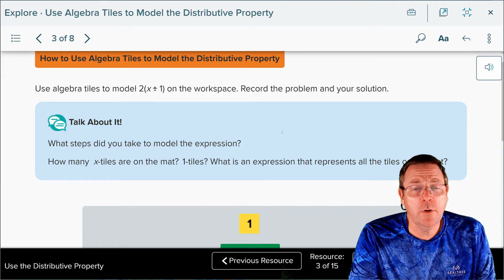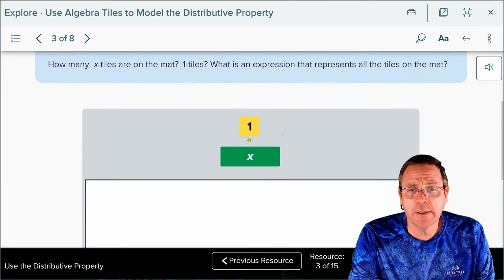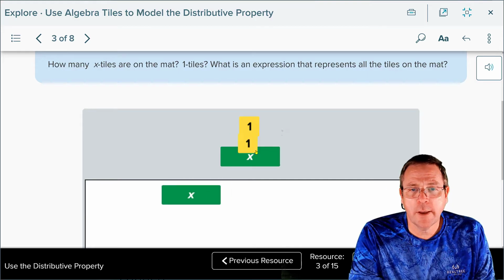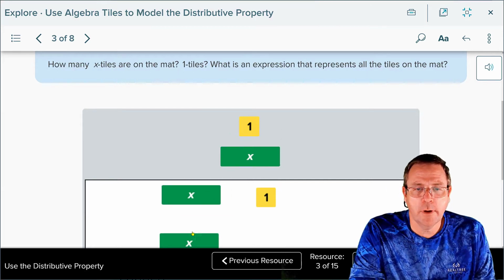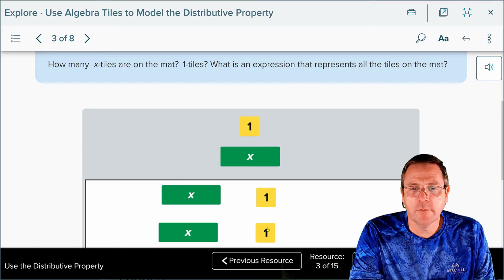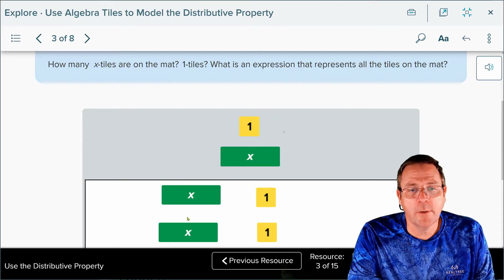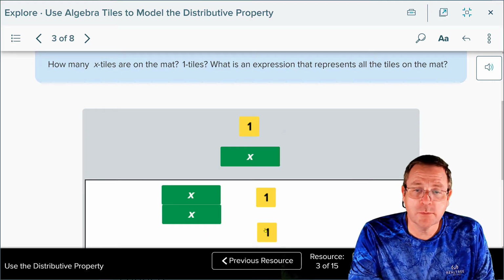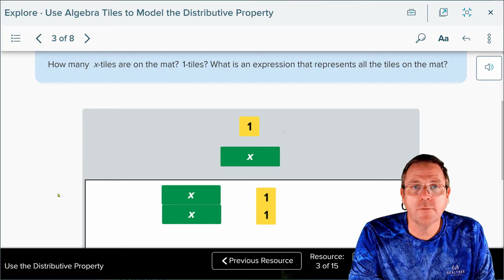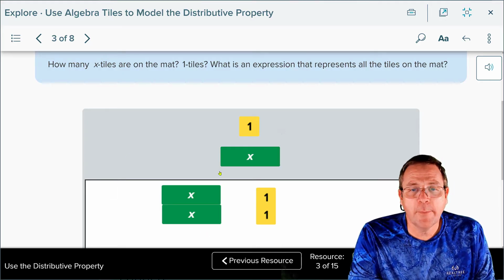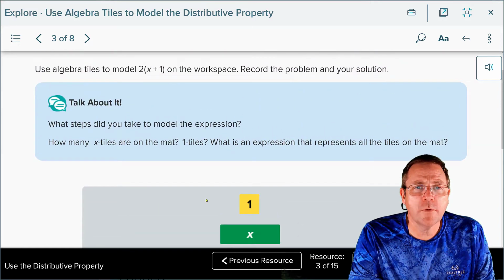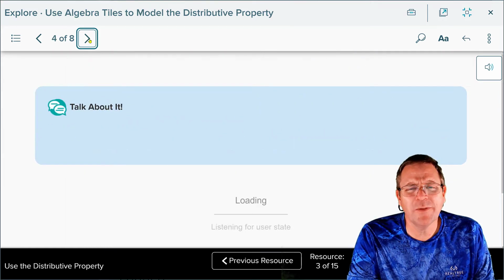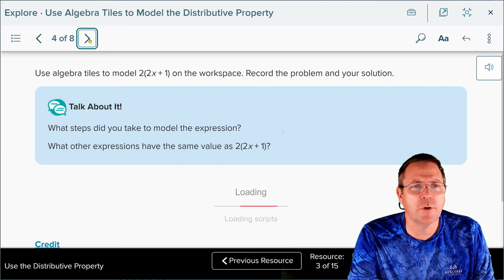But what if our problem said 2 times x plus 1? Well, we don't really know what x is, but we can still model it. So I can say I've got 1x plus 1, I've got 2x's plus 1, and using the distributive property, you would say 2 times x gives you 2x, and 2 times 1 gives you 2. That's some examples of how we're going to do it. We're going to put some numbers to it in just a minute, and it's probably going to make more sense to you when we do that.